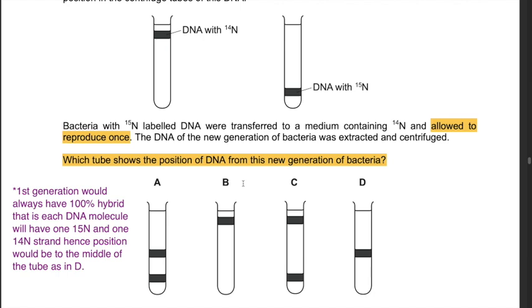Answers A and C are incorrect because there are two positions, which is not correct if it is 100% hybrid. Answer B is incorrect because answer B resembles that of DNA with 14N. However, since both are mixed and both will have contributed towards forming a new DNA molecule with both 14N and 15N, it has to be towards the middle because 15N lies at the bottom and 14N lies at the top. So once they mix and form 100% hybrid, that will be in the middle of the test tube. Hence the answer over here is answer D.